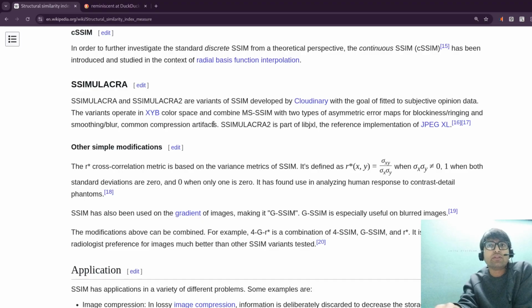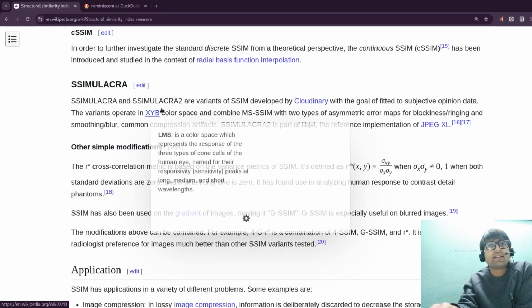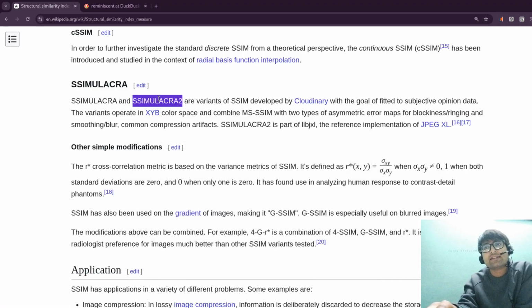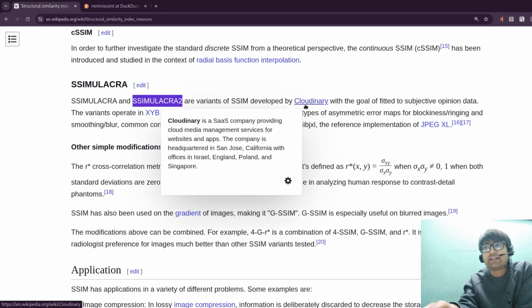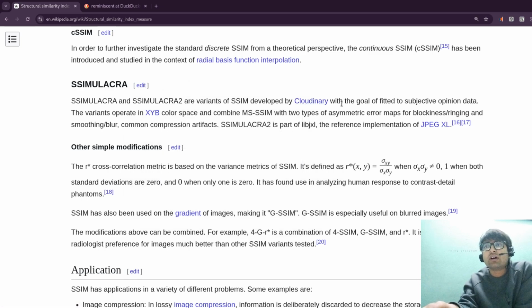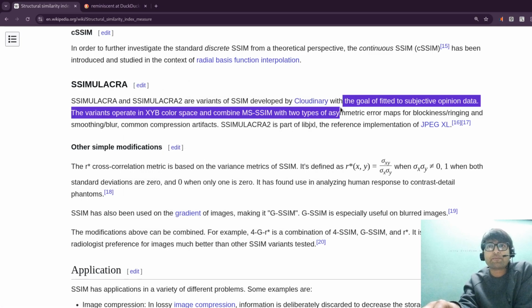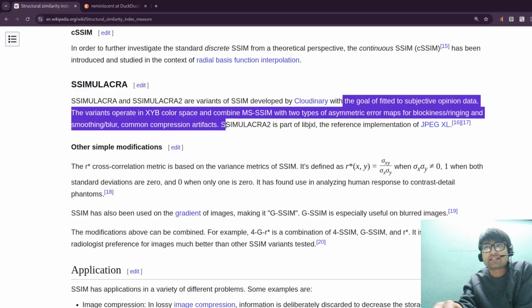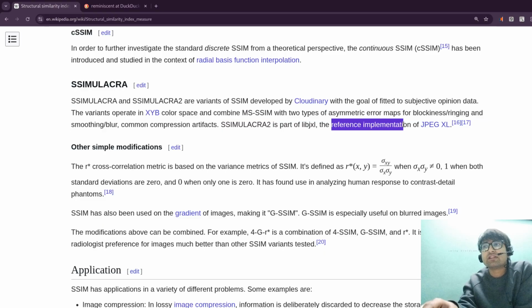SSIMULACRA and SSIMULACRA2 are variants of SSIM developed by Cloudinary with the goal of fitting subjective opinion data. The variants operate on the XYB color space and combine the MS-SSIM with two types of asymmetric error maps for blocking, ringing, and smoothing blur, common compression artifacts. SSIMULACRA2 is part of libjxl, the reference implementation of JPEG XL.